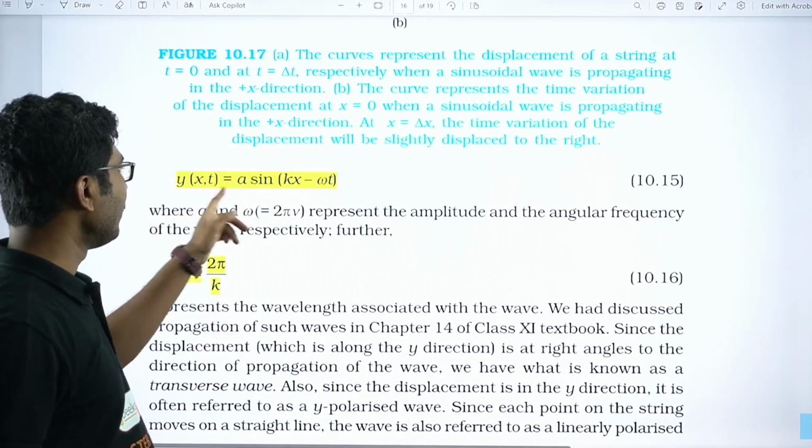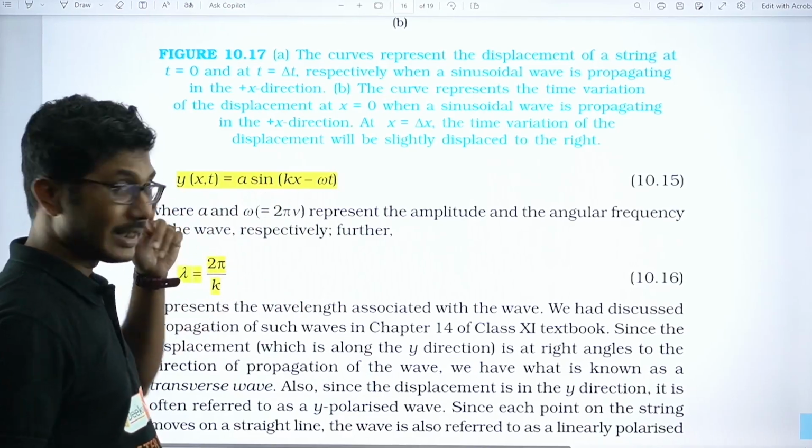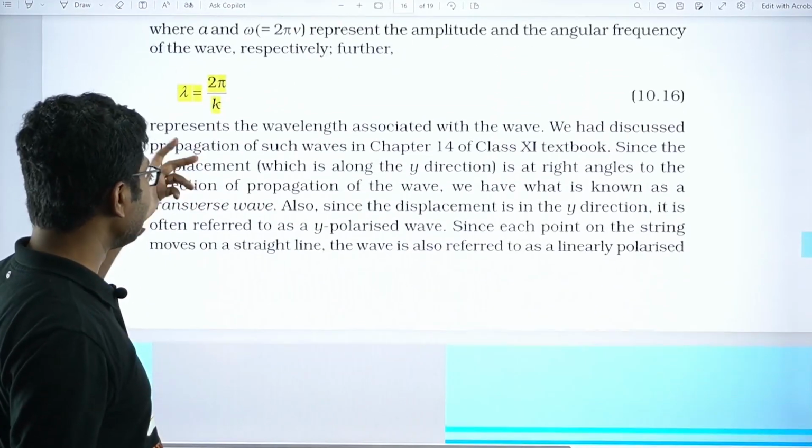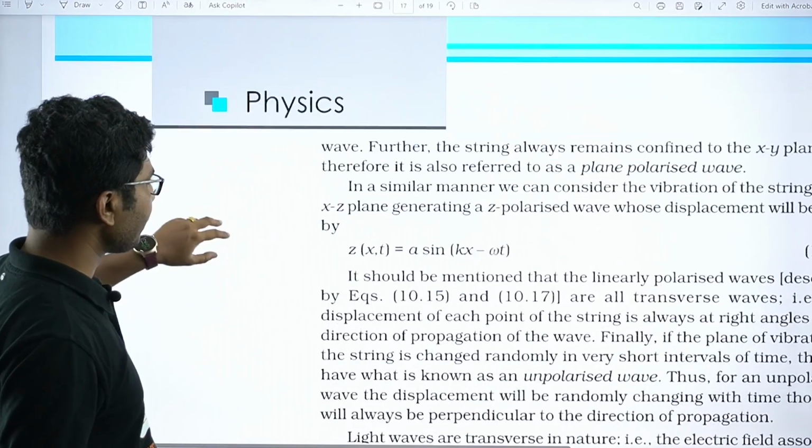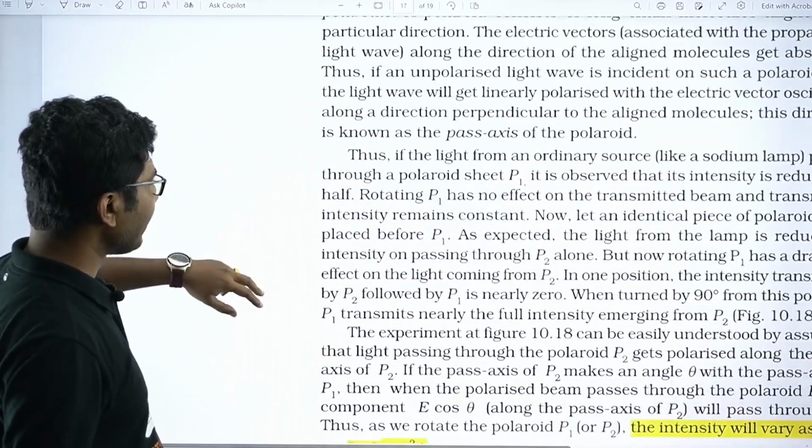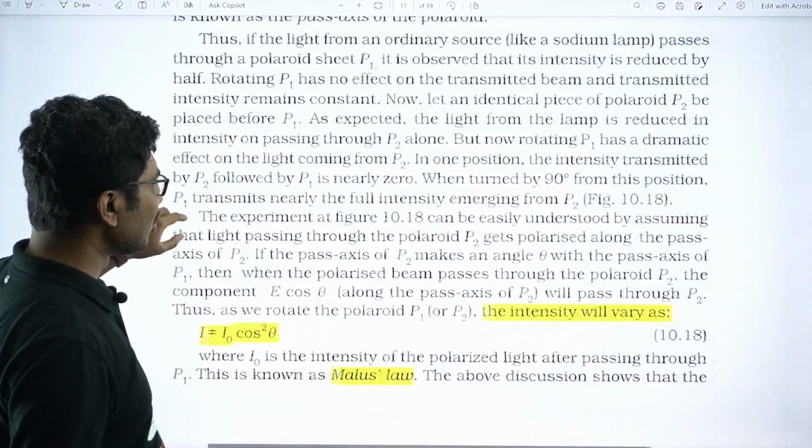y is equal to a sin(kx minus omega t), so only one, and lambda is given by 2 pi by k. This is the wave equation, we know that. They have given some explanation, but it is not super important.